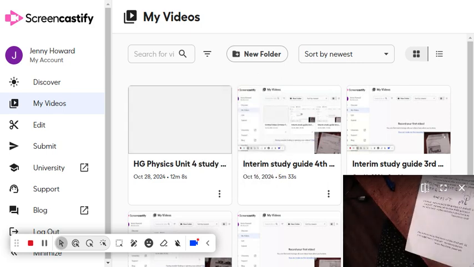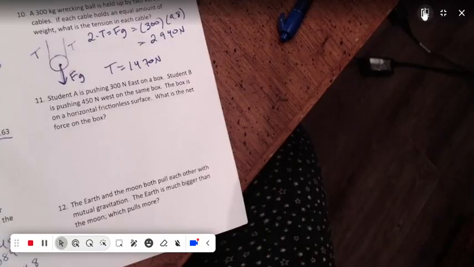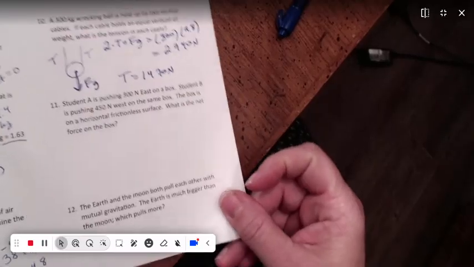Okay, hang on a second. Get our screen. Okay, so continuing on.